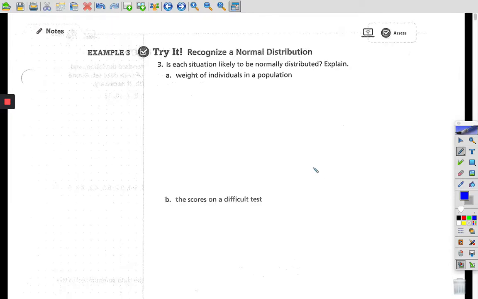All right, is each situation likely to be normally distributed, and explain. So the weight of the individuals in a population. Let's think about the population. We've got some of the population that is very skinny. We've got some of the population that may be overweight. But most of the population is what we would consider to be in that normal range. So because we've got some skinny, most normal, some obese, we would say that this was a normal distribution.